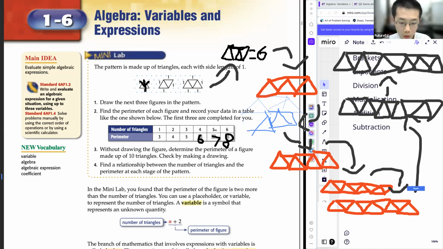So for 5 triangles, let's say this one of the red ones, someone drew an arrow. Thank you to the person who drew the arrows. For the 5 triangles, we see it has a perimeter of 7. You can count them. One, can you guys see my mouse?